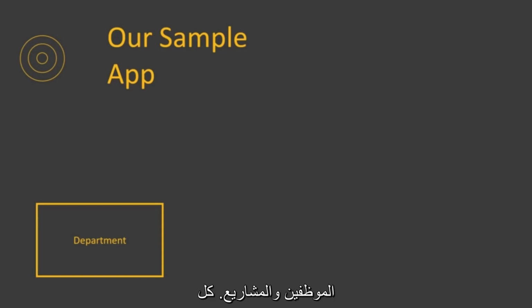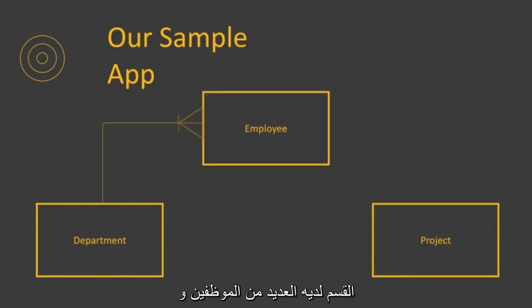Our sample app: we are going to take a very simple application that will demonstrate and teach all the ideas of Blueprint. It's a big company that has many departments, employees, and projects. Each department has many employees, and the employee belongs to only one department, and that's a one-to-many relationship. Each employee can work on many projects. A project can have many employees working on it, and that's a many-to-many relationship. We will try to make this as a simple Laravel application using Blueprint.